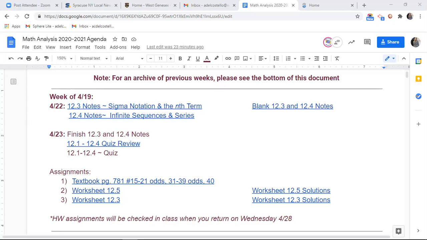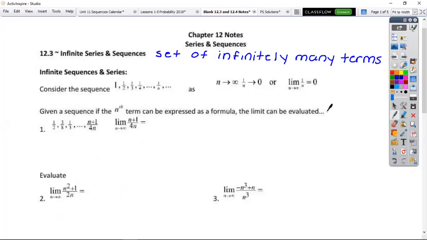All right, so up at the top, I think you have a little bit of space here. An infinite sequence is just a set of infinitely many terms. And hold on one second, let me make sure I'm sharing the right screen. There we go, that should fix that.